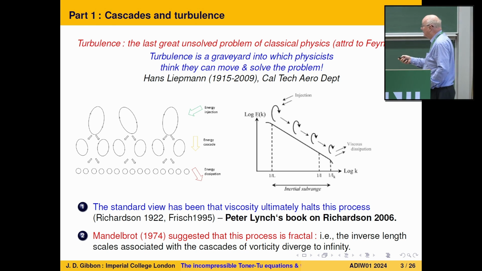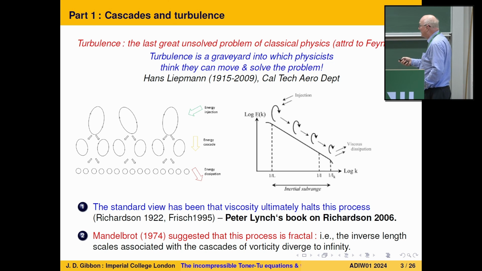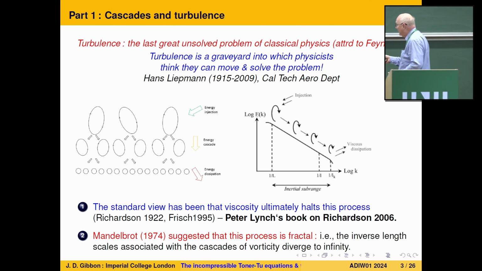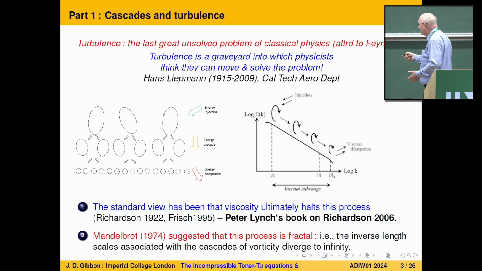Now, I've stolen these 2 pictures that Uriel Frisch put on the web publicly, and it's the classic Richardson cascade process where you start with some sort of vortices and they split into daughter vortices and they split and split and split and you get an energy cascade down to dissipation. Certainly that was Richardson's view. Those of you who've not read Peter Lynch's scientific biography of Richardson, it's a CUP book, it's very well worth reading, it's very good.